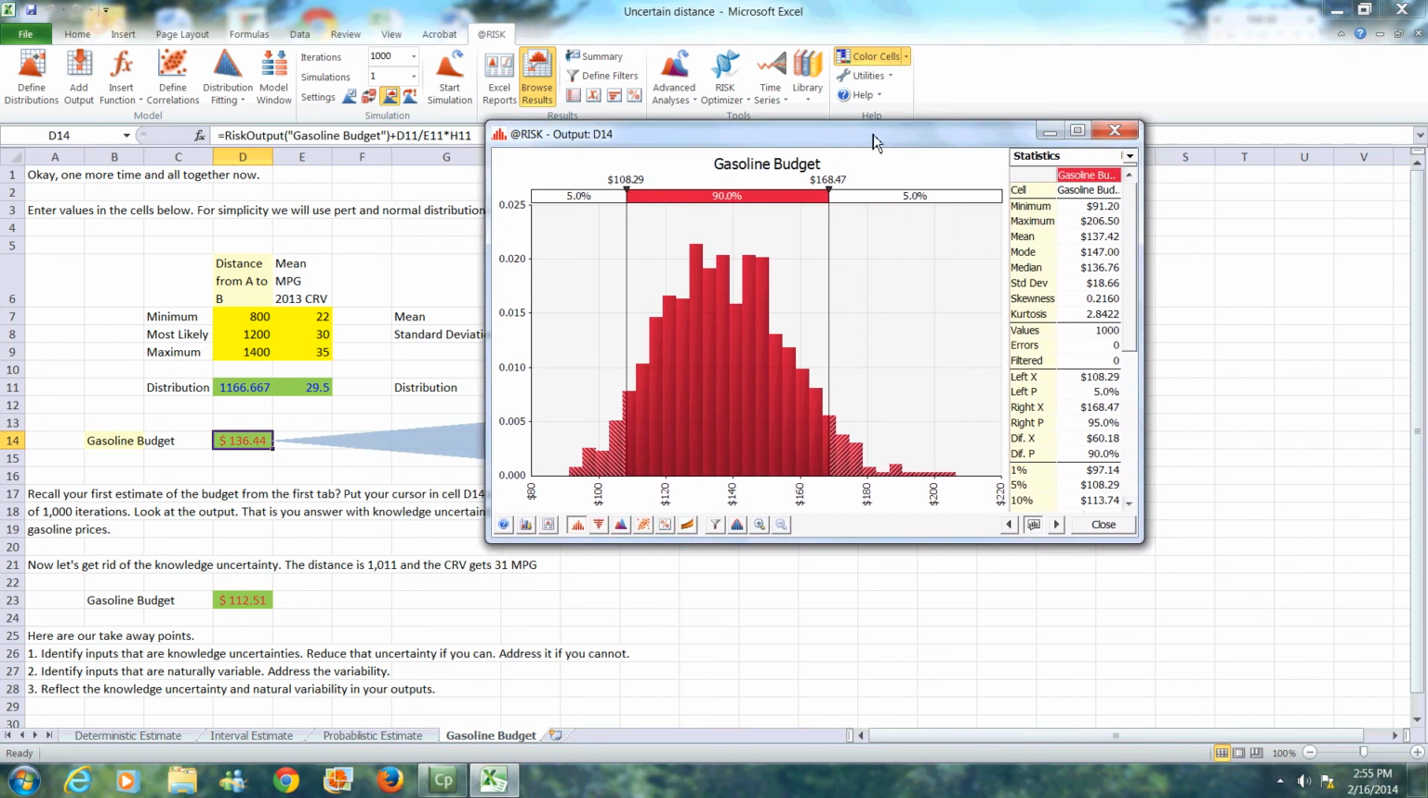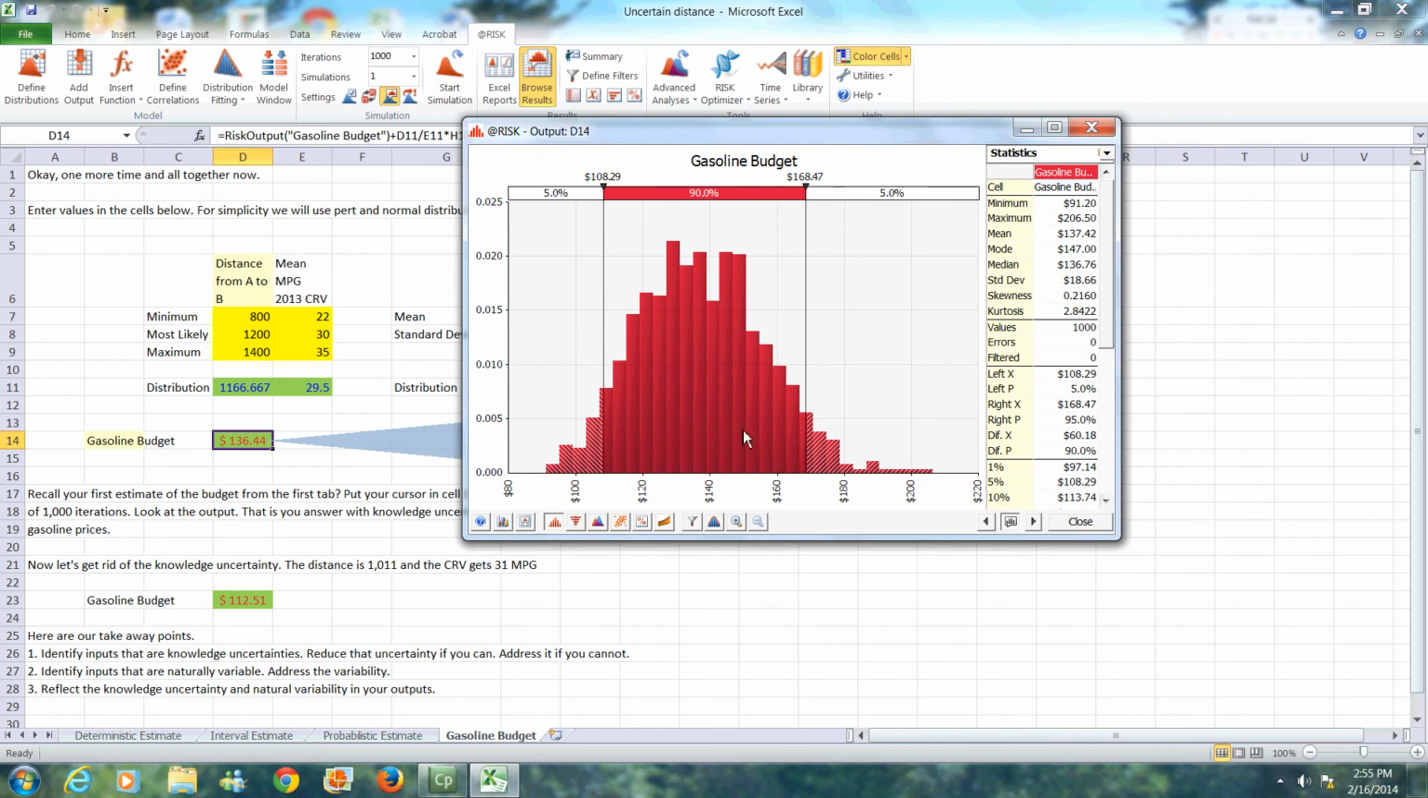And here you see what the gas budget could be. The minimum value we obtained was $91. The maximum was $206. And the mean was very close to that original mean of $138. It happened to be $137.42. So now we can answer a number of questions like what is the probability that the budget will exceed $160? And you can see it's 12.2%, and so on. We're not going to talk so much about how we would use these data as this.